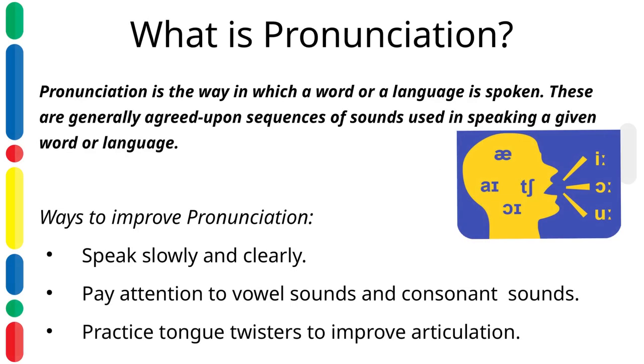Pronunciation is the way in which a word or a language is spoken. These are generally agreed upon sequences of sounds used in speaking a given word or language. Ways to improve pronunciation. Speak slowly and clearly. Pay attention to vowel sounds and consonant sounds. Practice tongue twisters to improve articulations.